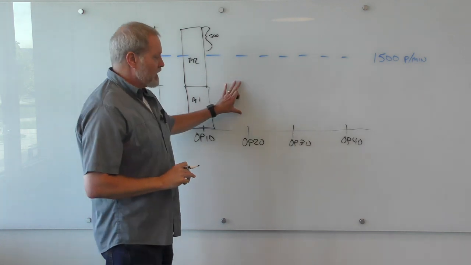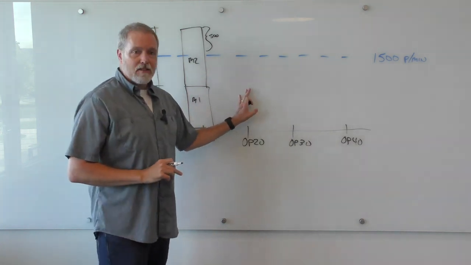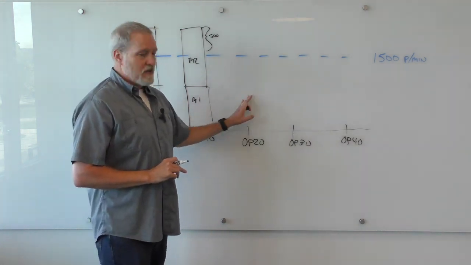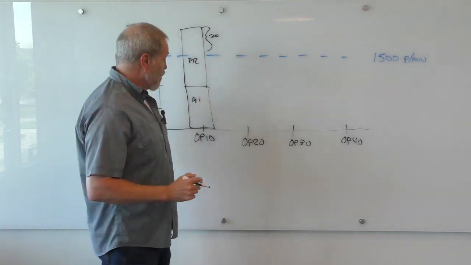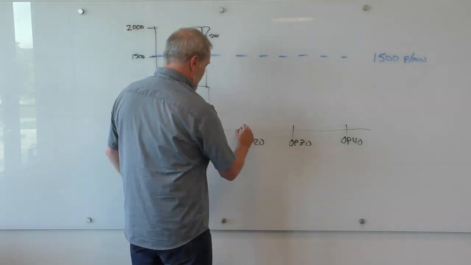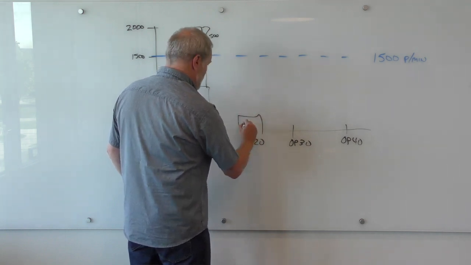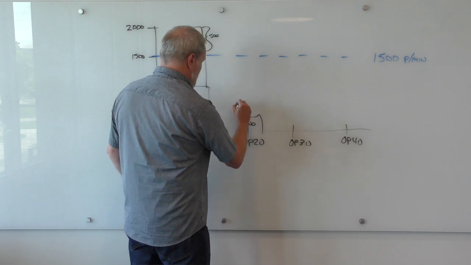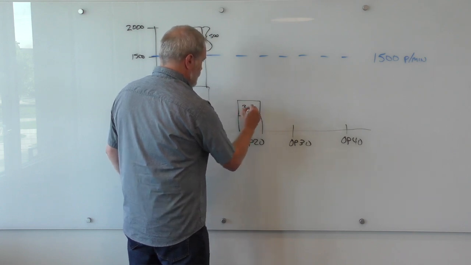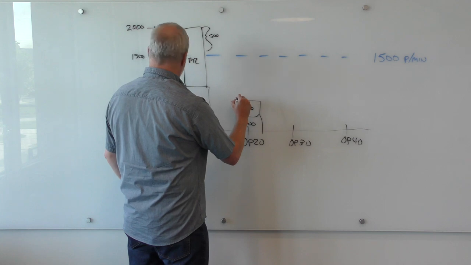Now let's look at the operation 20. We'll say this is a more complex operation. The machines here are not as fast. We're going to need even more of them. So let's say that we have roughly 300 parts per minute. So we have to buy quite a few of these machines. So let's just keep going here.